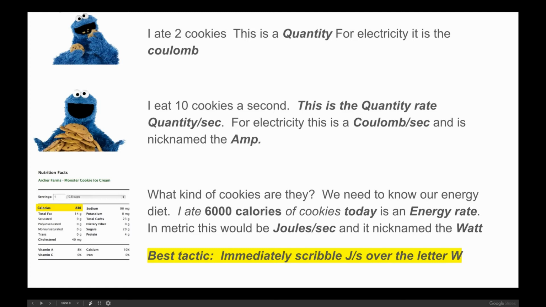Now, I don't necessarily mean you have to scribble it on the page and write J over S, but in your head, you turn it to a rate. If you don't, you will be trapped in the adult world thinking that a watt is a total. And $10 per hour is not a total.